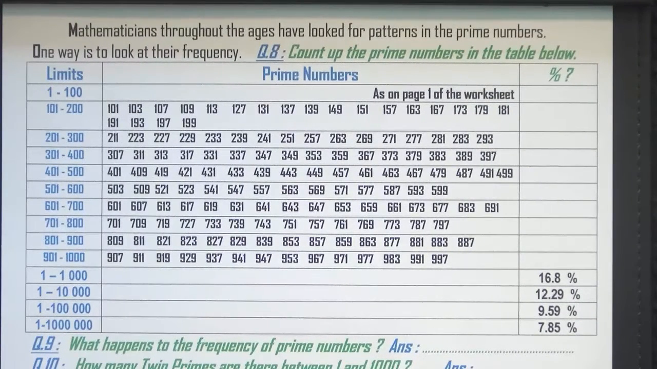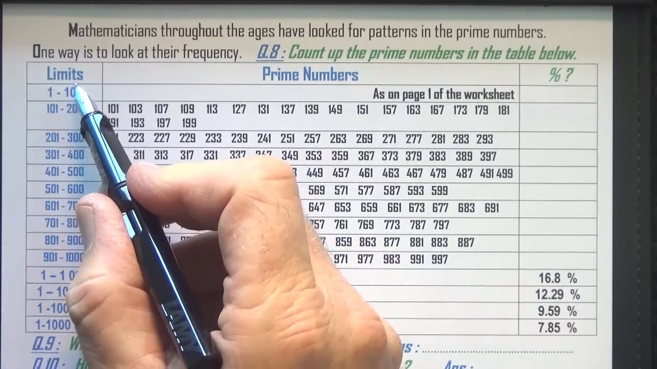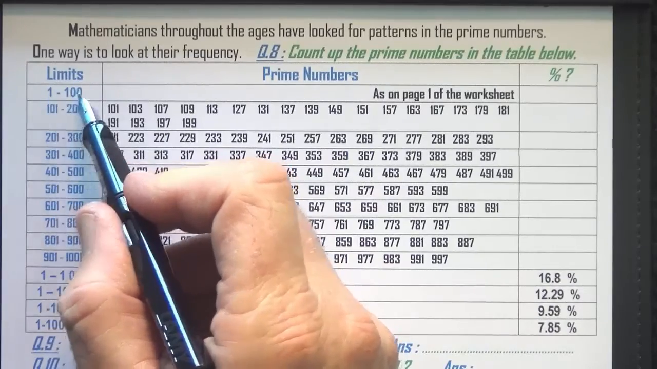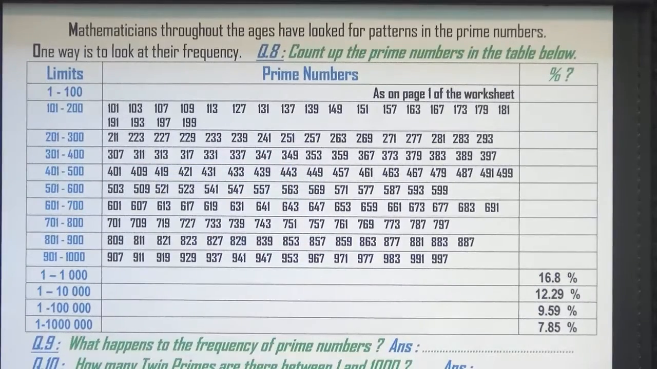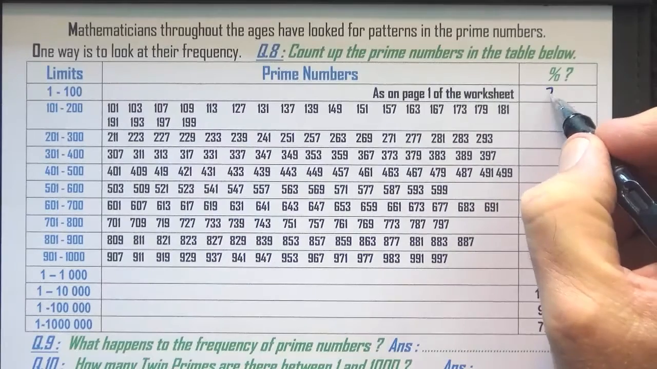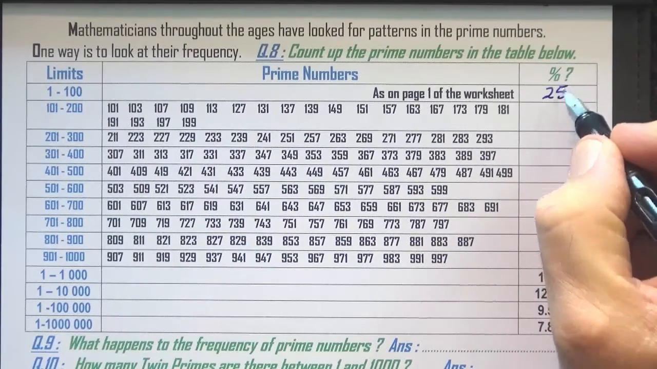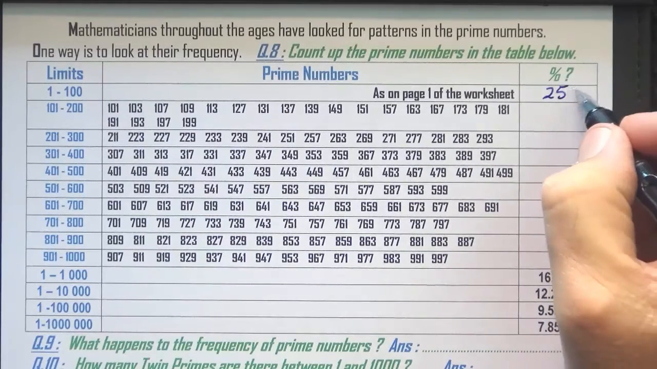Mathematicians have always been fascinated by the spread of the primes, whether there's some pattern that makes it easy for us to find them. So let's have a look at some of the patterns in the prime numbers. I want to look at their occurrence within limits. So here, the limit is 1 to 100, and on page 1 of the worksheet, we found that there were 25 in the first 100. Well, that's 25%.